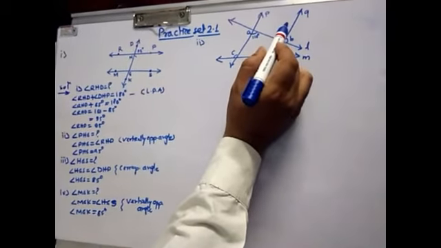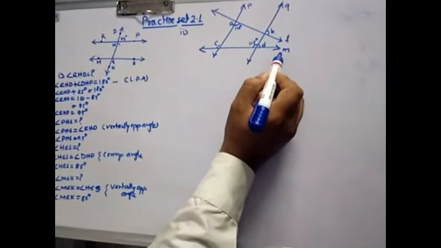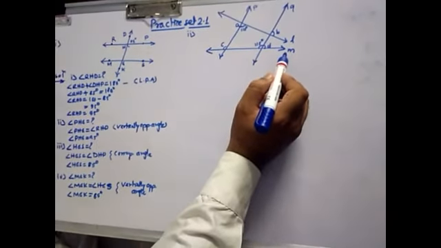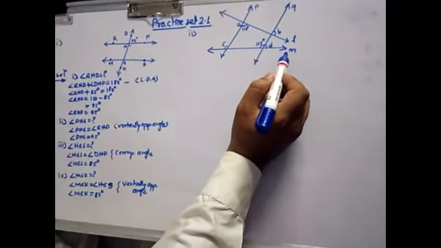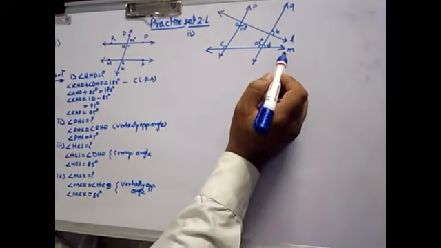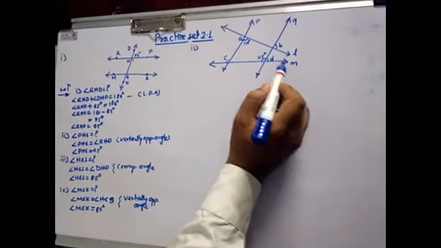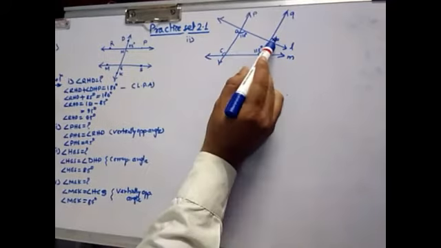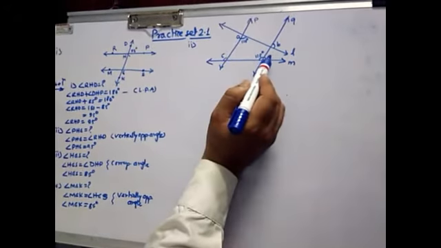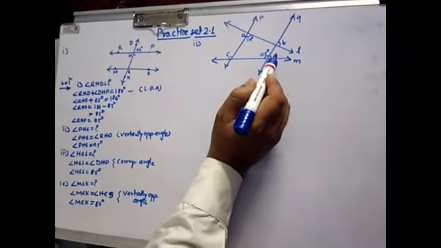Line P is parallel to line Q; these two lines are parallel to one another, and lines L and M are transversals. Now we want to find the measures of angles A, B, C and D. These measures we want to find out, one by one.